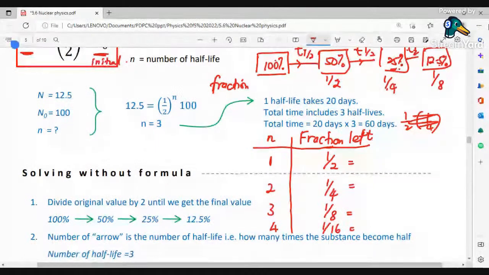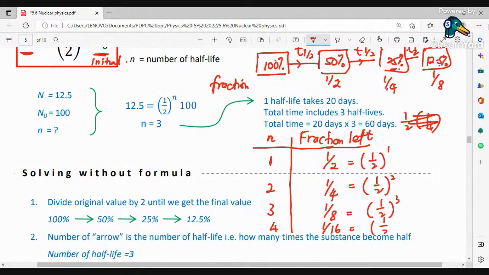Logical reasoning tu. Okay, ini half ialah half to the power 1. Ini ialah half to the power 2. This one is half to the power 3. This one is half to the power 4. So n1 half power 1, n2 half power 2, n3 half power 3, n4 half power 4. Okay, ini fraction left.